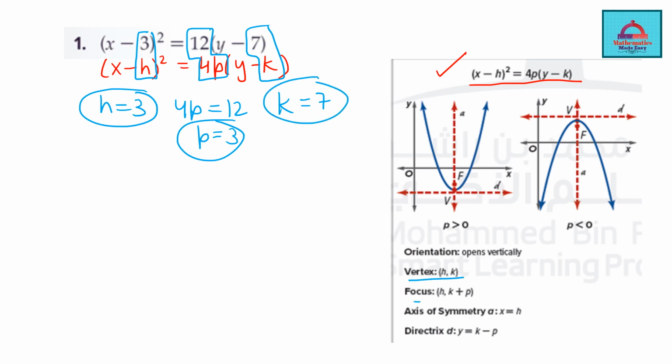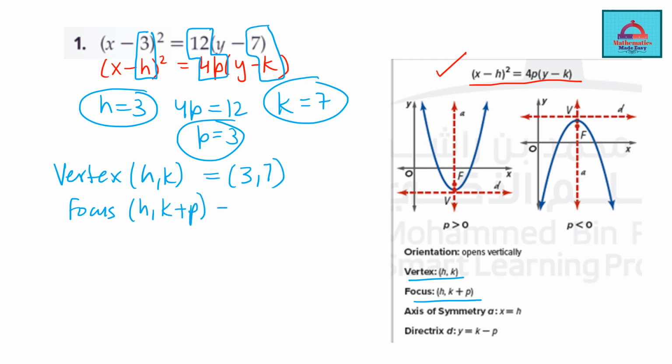So your vertex, as the formula says, is given by h comma k. So the vertex would be at 3 comma 7. Next comes your focus. So for focus, the formula is h comma k plus p. So just x coordinate is going to be same, to the y coordinate, add p. So 7 plus 3. So this is going to be 3 comma 10. So you have got your vertex, you have got your focus.